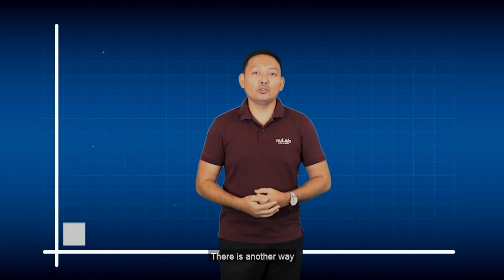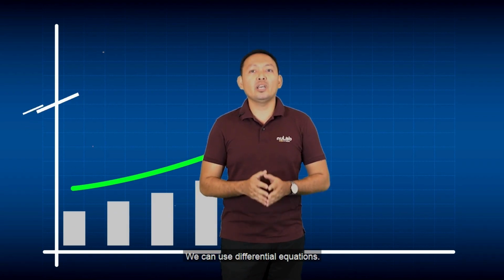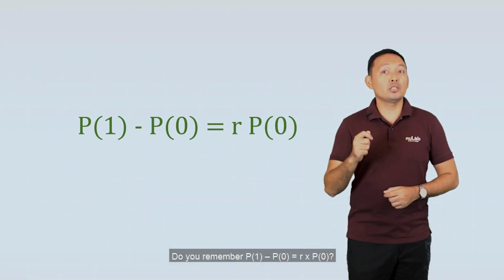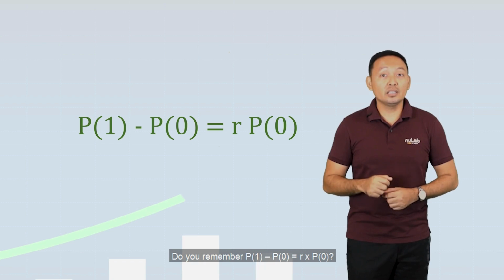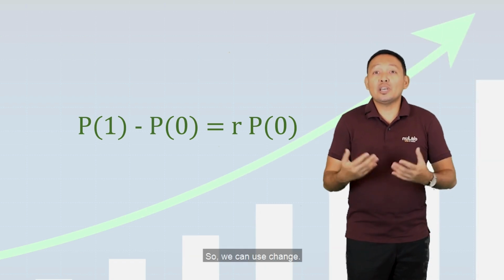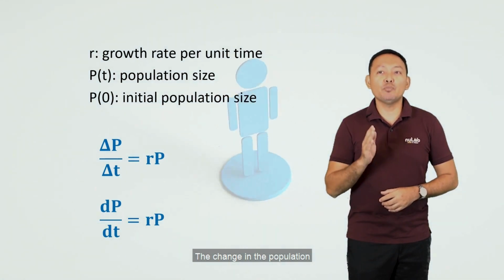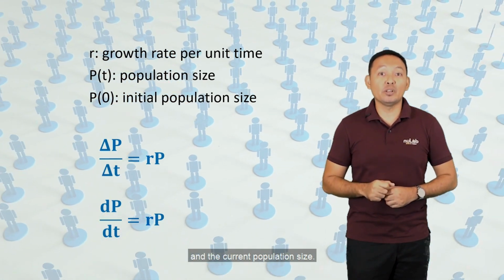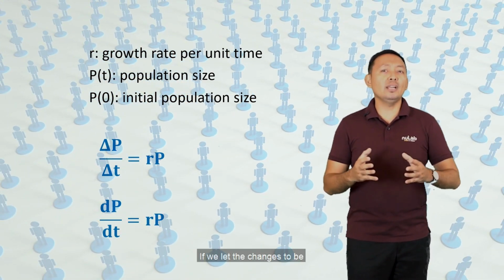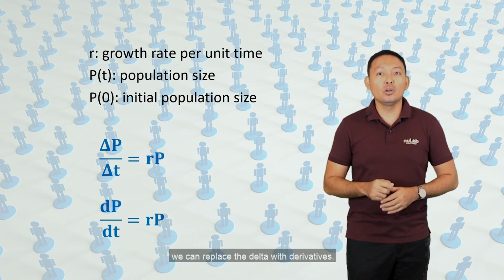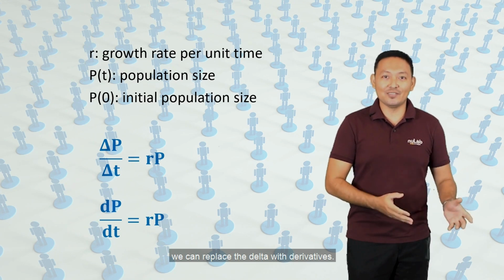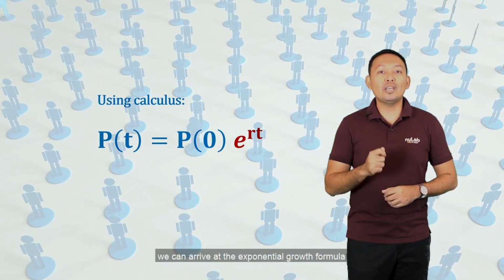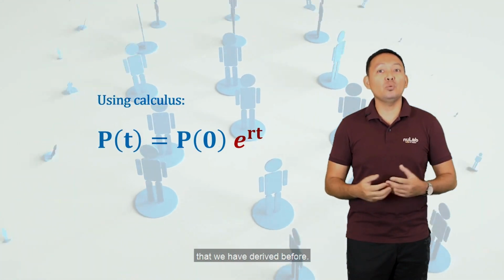There is another way to derive the exponential growth formula. We can use differential equations. Do you remember P of 1 minus P of 0 equals r times P of 0? So we can use change. The change in the population with respect to the change in time is equal to the growth rate and the current population size. If we let the changes be very, very small, we can replace the delta with derivatives. And from calculus, we know that using separation of variables, we can arrive at the exponential growth formula that we have derived before.